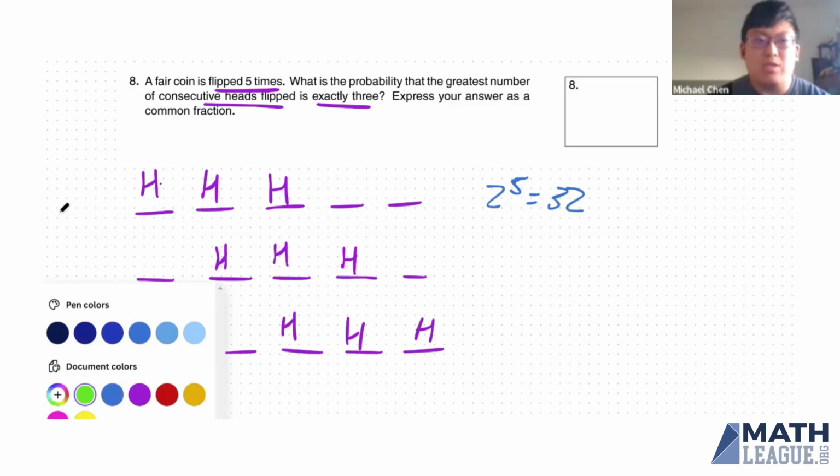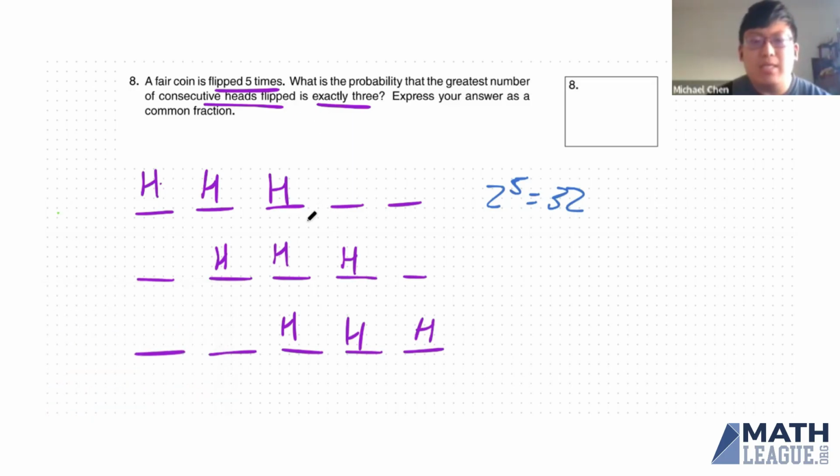So let's take a look at this. If we need exactly 3 heads in a row flipped, that means we can't have 4 heads. So in our first case, the 4th flip has to be a tails. In our second case, both end flips have to be tails. Otherwise, we have 4 or 5 heads in a row. And then finally, in this last case, the second flip has to be tails, because otherwise we'll have 4 heads in a row.